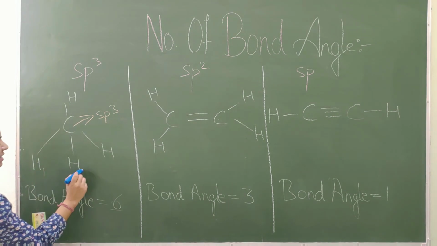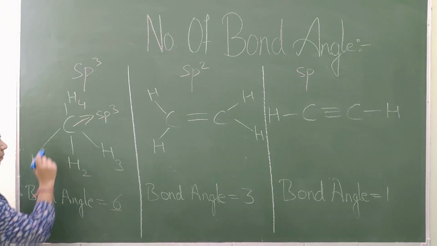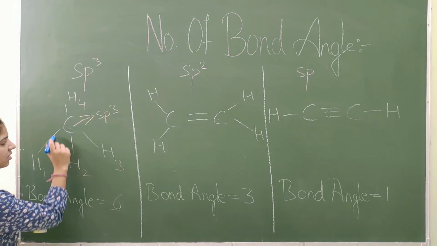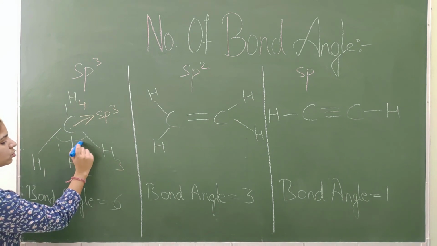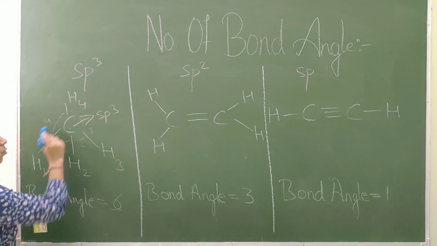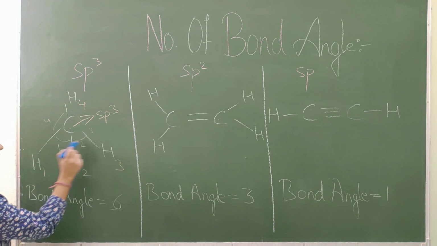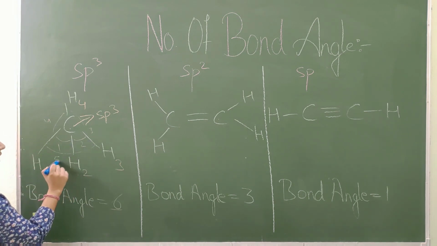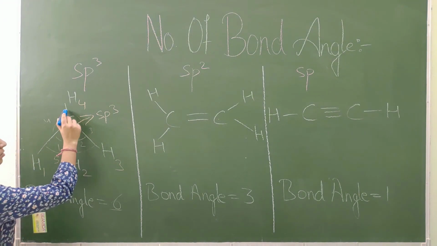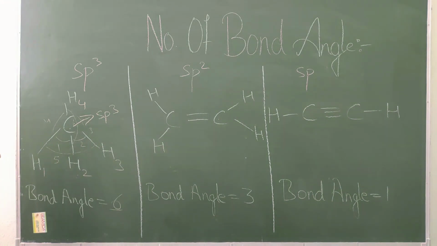Let us assume that these are H1, 2, 3 and 4. So bond angles between 1 and 2, 2 and 3, 1 and 2, 3 and 4, between 1 and 3, and between 2 and 4. So the total number of bond angles is 6.